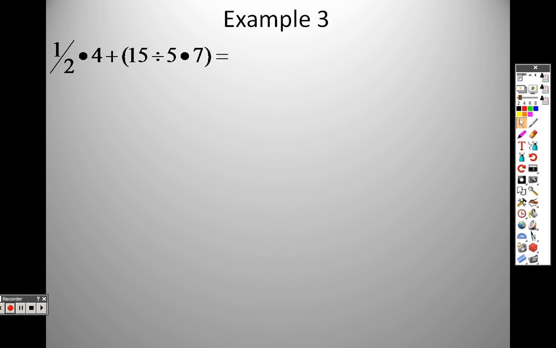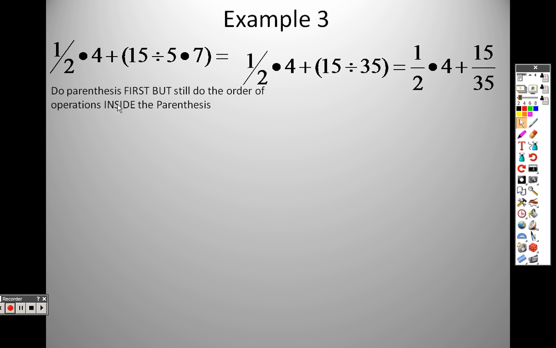Okay. Example 3, doing these. Now we want to do everything that's inside the parentheses first. Great, wonderful, no problem, except inside the parentheses, then we need to do order of operations again. So inside the parentheses, there is no other parentheses, there is no exponents, but there is multiplication. So we do parentheses first, but still do the order of operations inside.